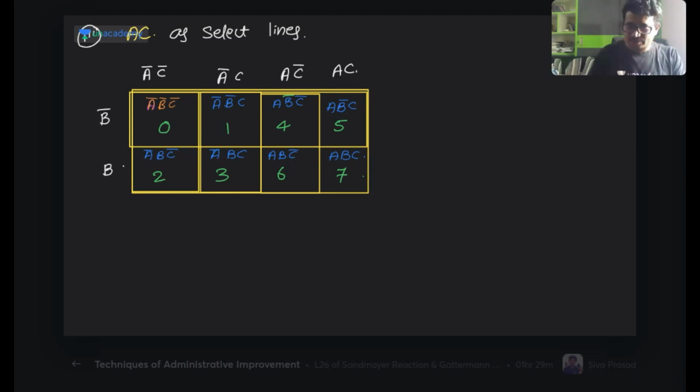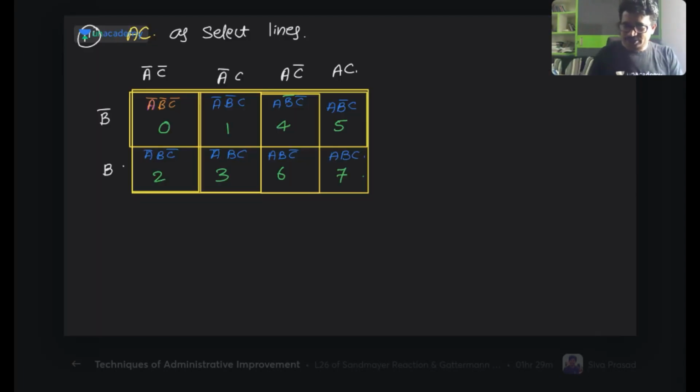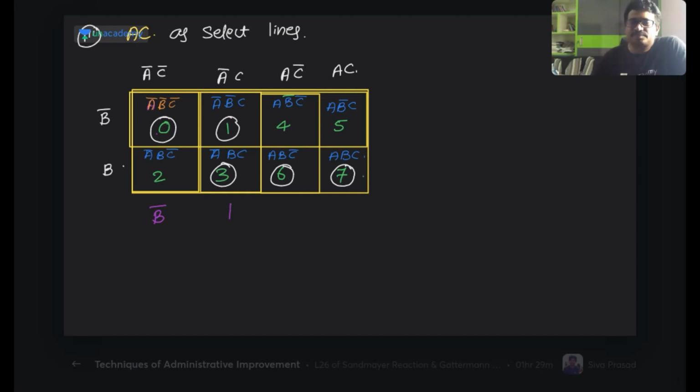Now you can see what minterms are given here: 0, 1, 3, 6, 7. 0 is there, so circle it. 1, 3, 6, 7. Now you tell me what I will get here. This is 1 into B bar, so here we can say B bar. And here this is 1, here this is B, and here this is B. Check it.